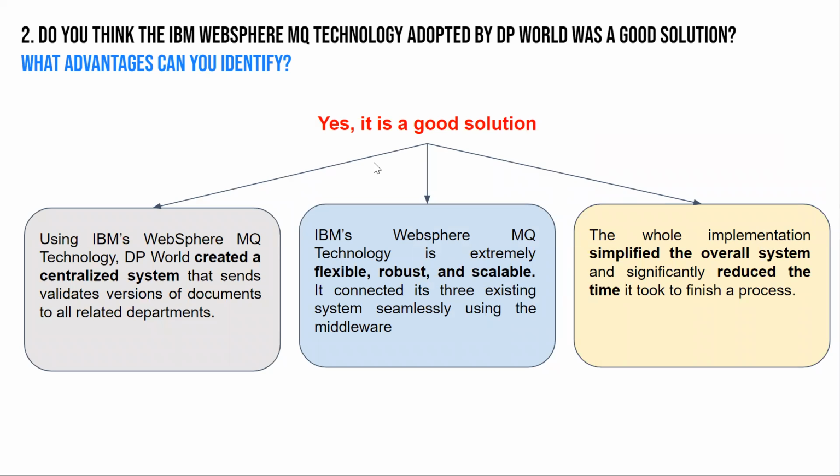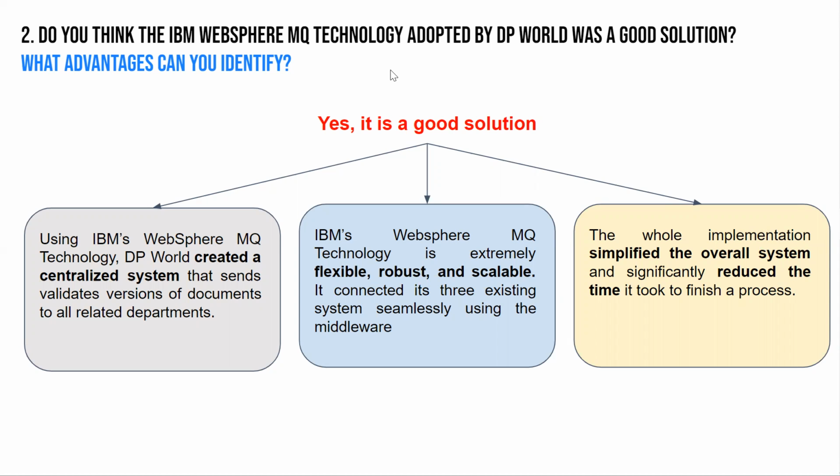Based on the findings from group 2, we can conclude that the IBM WebSphere MQ technology adopted by DP World is a good solution. There are 3 reasons for our answer. The first reason is that DP World can create a centralized system with the help of IBM WebSphere MQ technology, and it will help DP World at the end of the day, because it can send a validated version of documents to all related departments. It can be easier, more effective, and simplify all of the processes that happen in DP World itself.